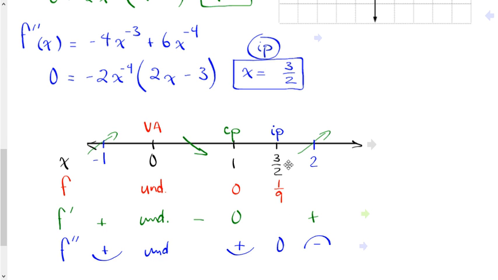And now we can plot some points. So I can draw my vertical asymptote at x equals 0, plot the point 1, 0, and that'll be a relative minimum, and plot the point 3/2, 1/9, and that's where I'll have an inflection point. So my concavity will switch from curving up to curving down at that point. Here's what it will look like.